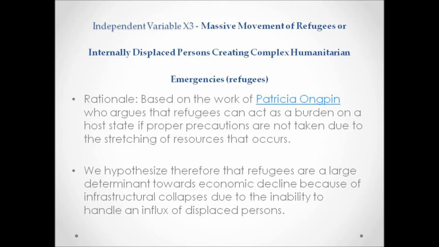Our rationale for the relation between y and x3 is based off of the research of Patricia Ongpin, who argues that refugees can act as a burden on a host state if proper precautions are not taken due to the stretching of resources that occurs. Based on this, we hypothesize therefore that refugees are a large determinant towards economic decline because of infrastructural collapses due to the inability to handle an influx of displaced persons.